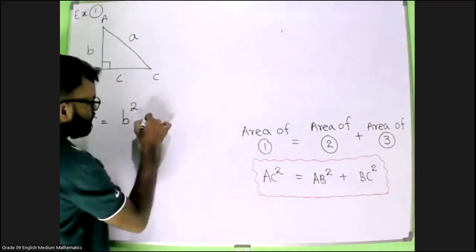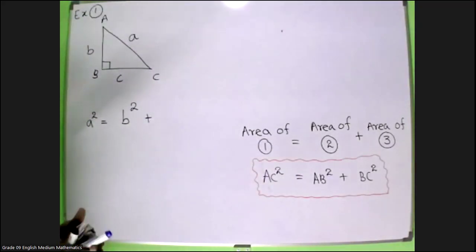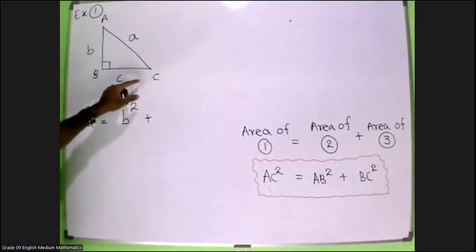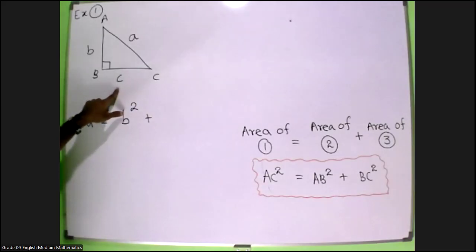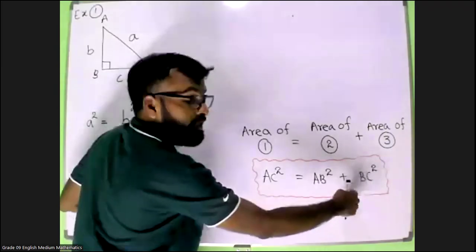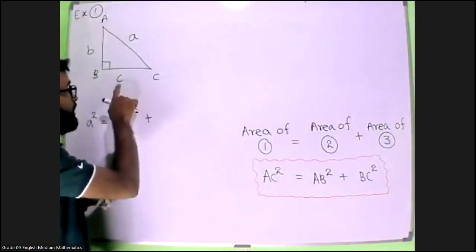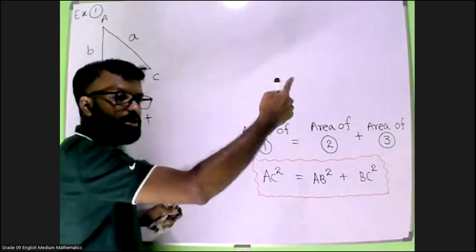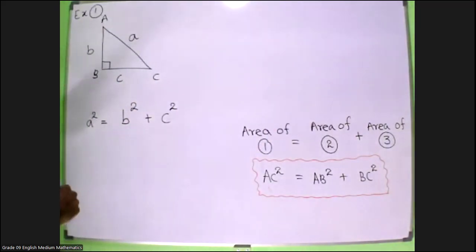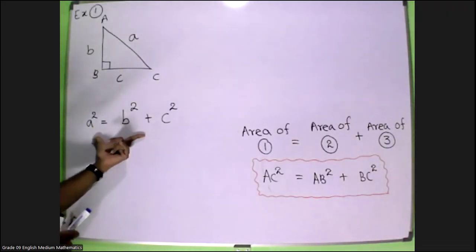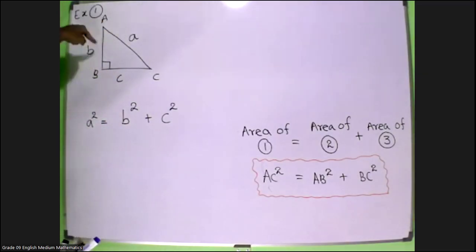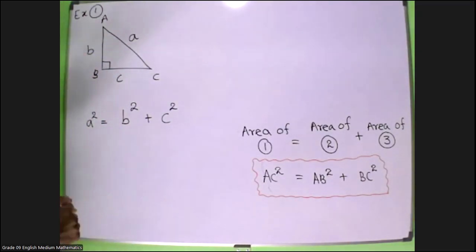Plus BC square. BC is this. And what is the length of BC? It is C, right? So BC square means BC times BC. That means C times C, which means C square. So this is the Pythagorean relation for this triangle. And example number 2.